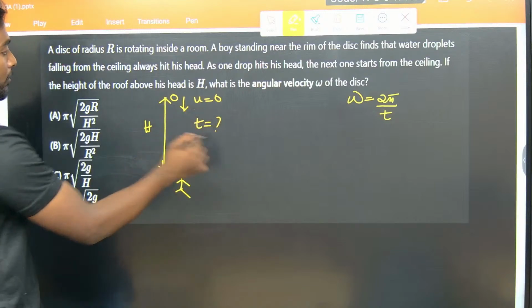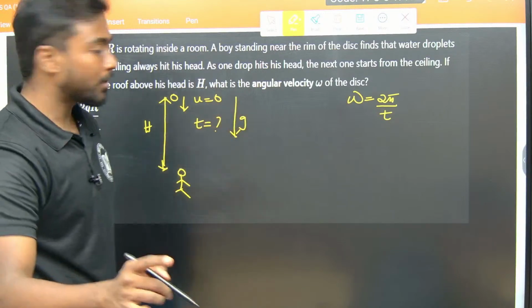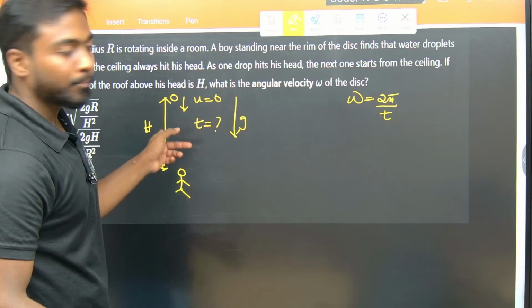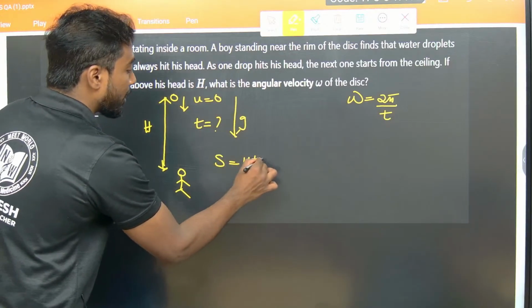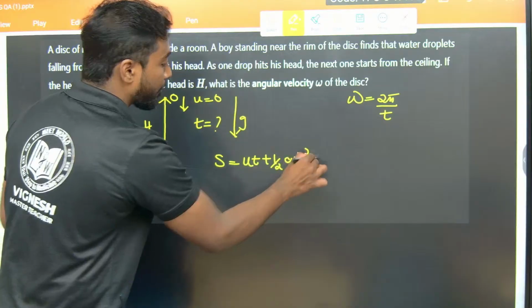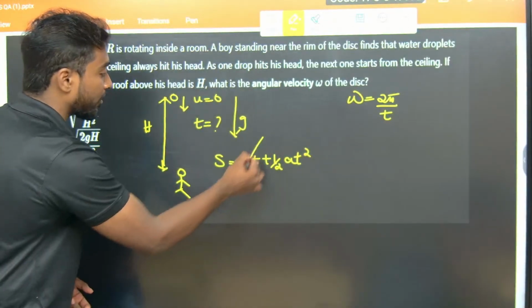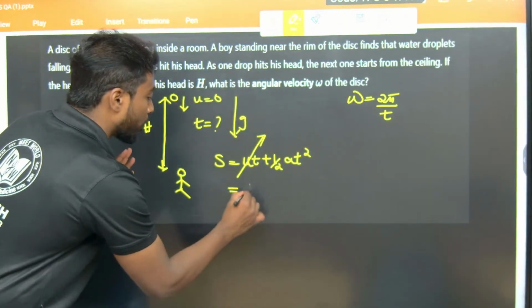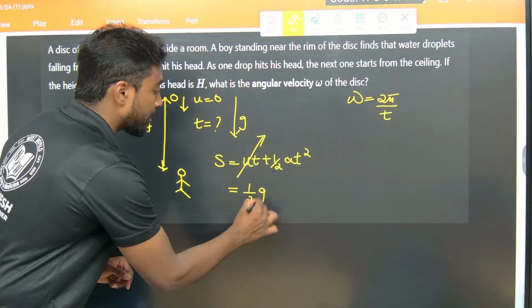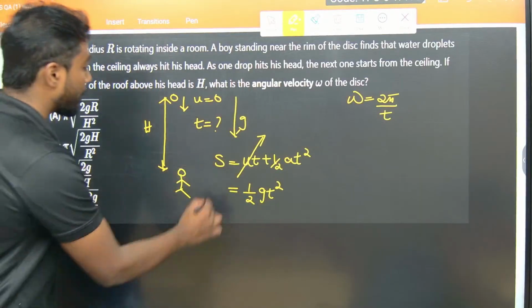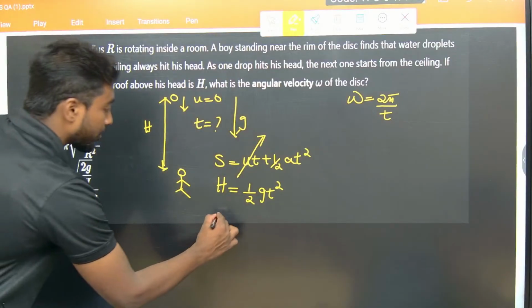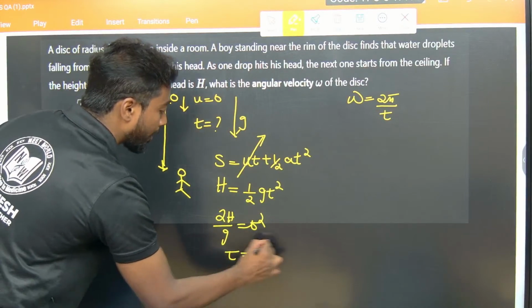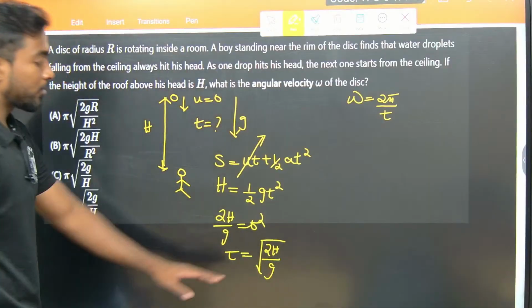Whatever is given here is going with acceleration g, I will take. So g is there, u is there, t is there, h is there. So s is equal to ut plus half at square, I can use. The initial velocity is 0, so ut will be neglected. What remains is half gt square, and s will be h. So 2h by g is equal to t square, where t will be equal to root over 2h by g. This is the time taken, guys.